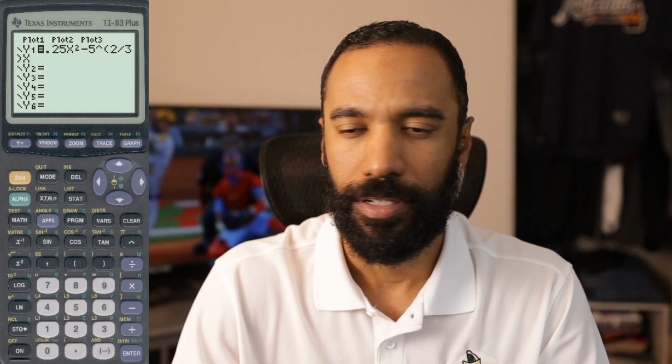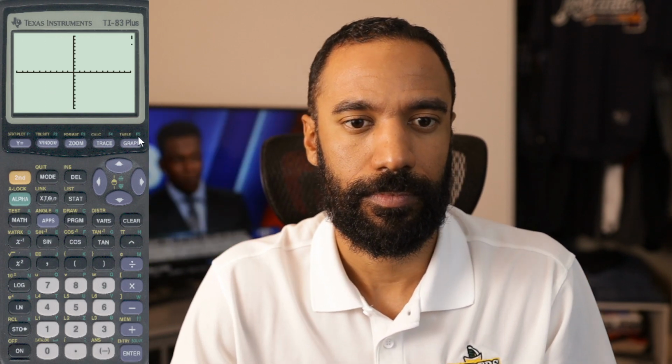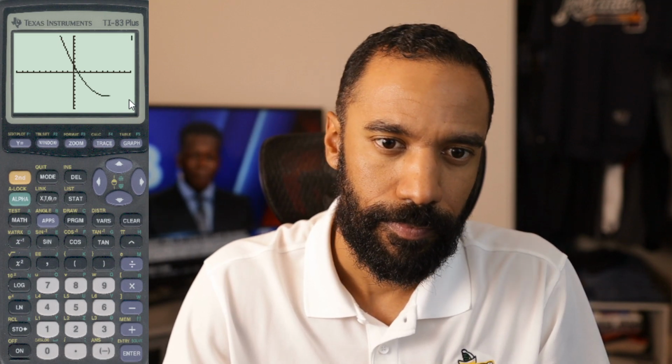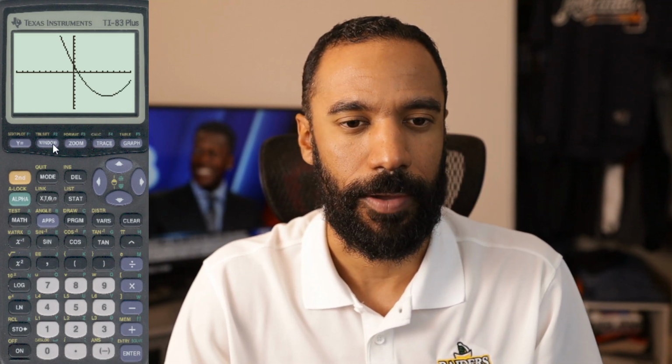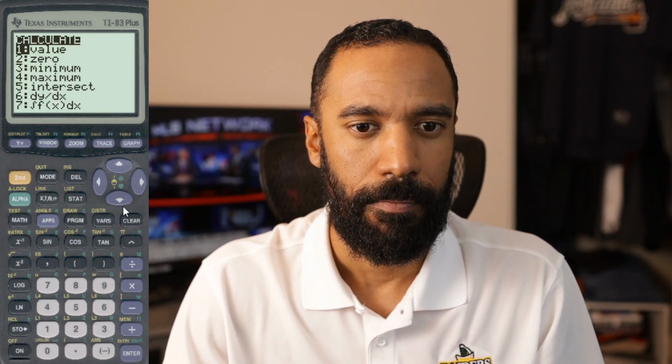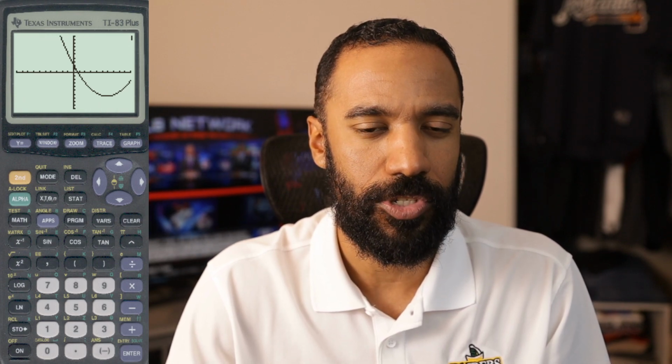Okay, so let's bring that up. I'm going to do 0.25 x squared minus 5 to the 2/3 power times x plus 2. Okay. Ooh, interesting. Okay. Minimum. Left bound, yeah, over there. Right bound. Okay, what's right of here? Probably about 9 or so. 9's for sure over there. Okay, yeah, guess anywhere in between those two.